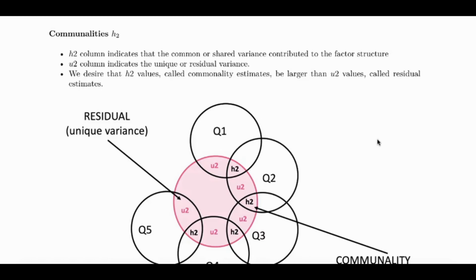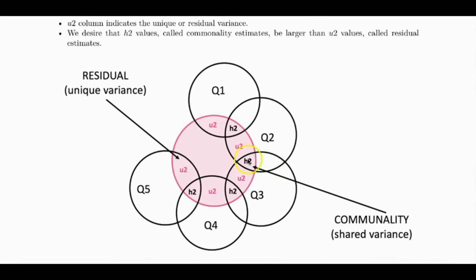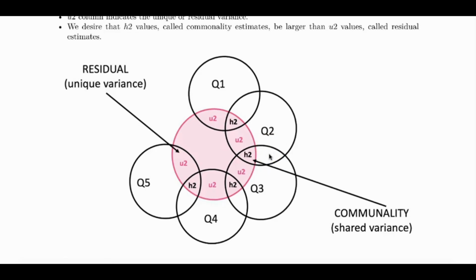So here in the diagram, you can see the commonality is how much these 2 items, Q2 and Q3, overlap, that's H2, and how much they contribute to the variance of the factor structure. The U2 is just how much the item itself contributes to the factor structure. So both are important. The one where it's just the item, we call it unique because it's from that single item. And also we can call it residual variance. The commonality, because it's 2 items, we call it shared variance. And this is going to happen also in principal components. The output looks very similar.